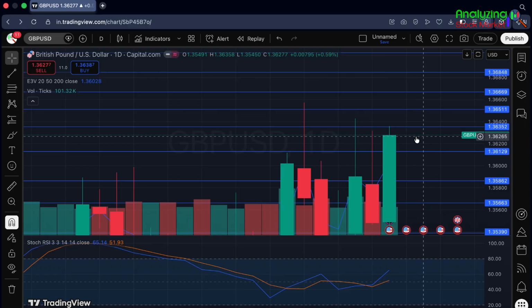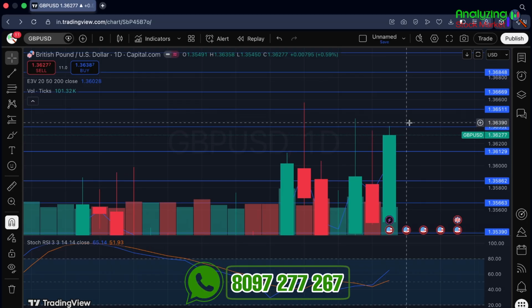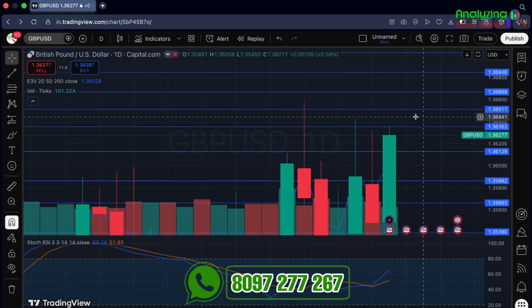Now let's talk about my opinion on GBP USD for this week. According to the previous week's momentum, I'm expecting a negative closing in this range, which is 1.35862 to 1.36129. But remember, if you're going for any long trade, then only go for a long trade once 1.36352 gets breached and a 4-hour or one-day candle closes above this. Then you can go long till this level, which is 1.36511.